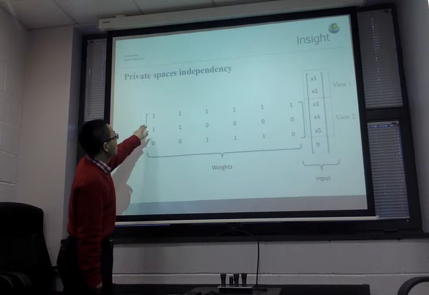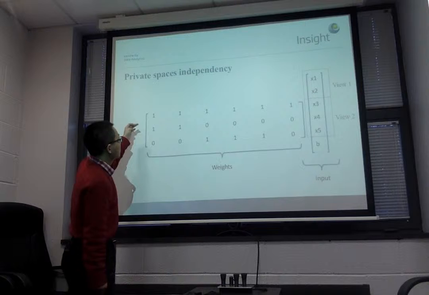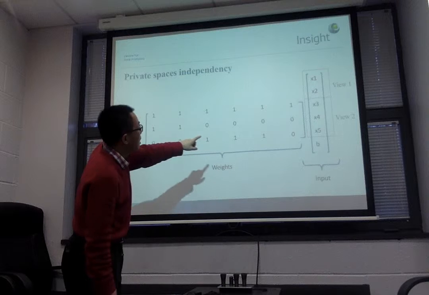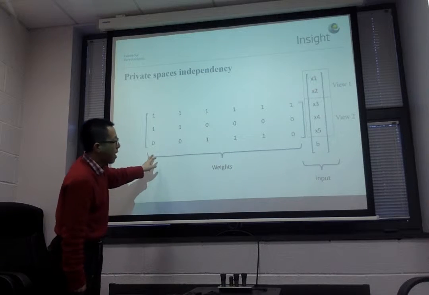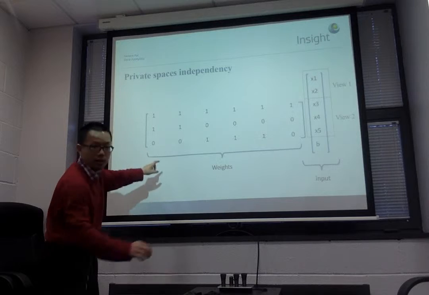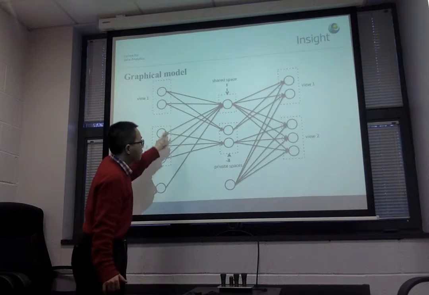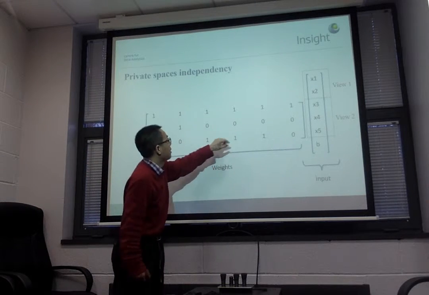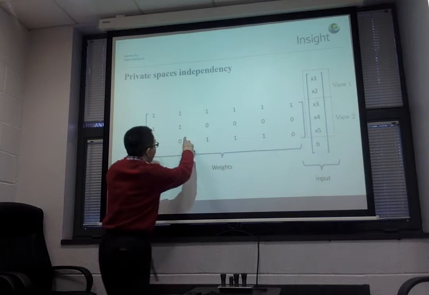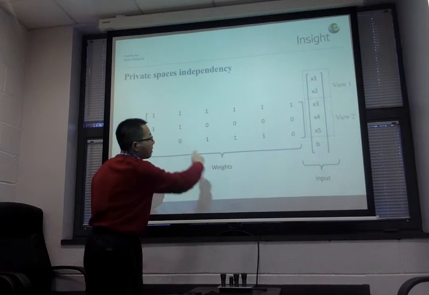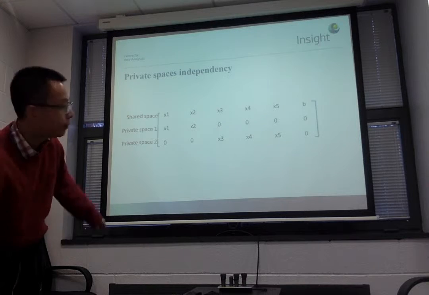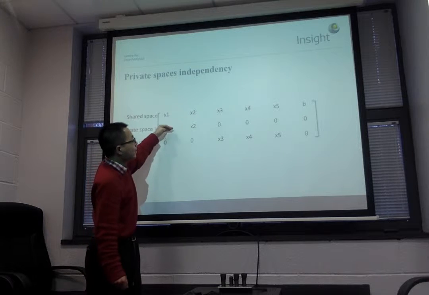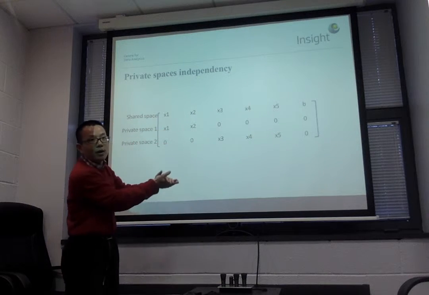So suppose this is the input, and this is for the first view, and this is for the second view. View 1, view 2, and this is the weight of this, and this is the weight of this. Disconnected, because those are for the second view, and those are for the first view. And when you apply it, orthogonal, right? Because if you multiply them, they are orthogonal.